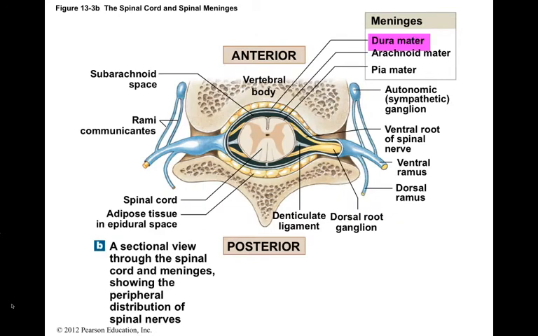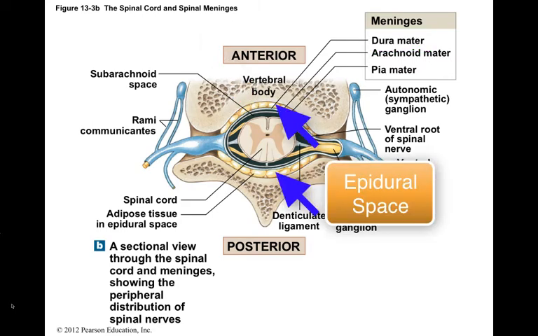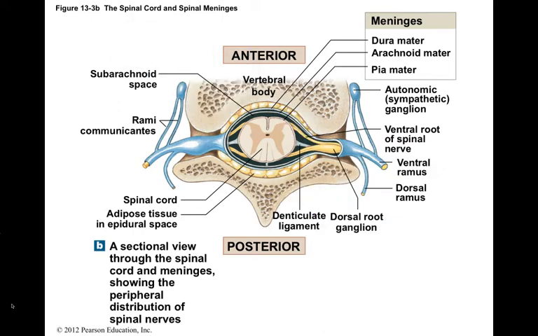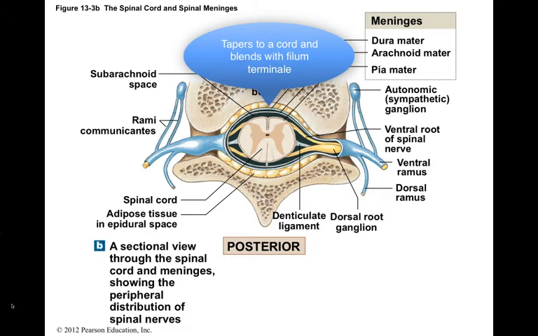The Dura Mater is a tough, fibrous layer that forms the outermost covering of the spinal cord. Between the Dura Mater and the walls of the vertebral canal is the Epidural Space, a region that contains areolar tissue, blood vessels, and adipose tissue. This is the site for epidural anesthetic injections. The Dura Mater will taper to a dense cord at the end of the spinal cord and will blend with the components of the filum terminale.